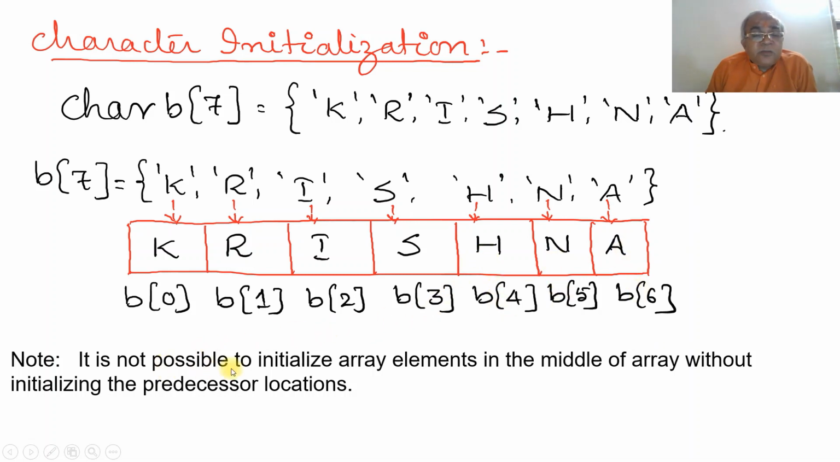It is not possible to initialize array elements in the middle of the array without initializing the predecessor locations. That means I cannot assign the value directly without initializing the first one. I cannot say start my work from b[2]; it's not possible. So b[2] cannot be Krishna, because it has to be started always from 0.